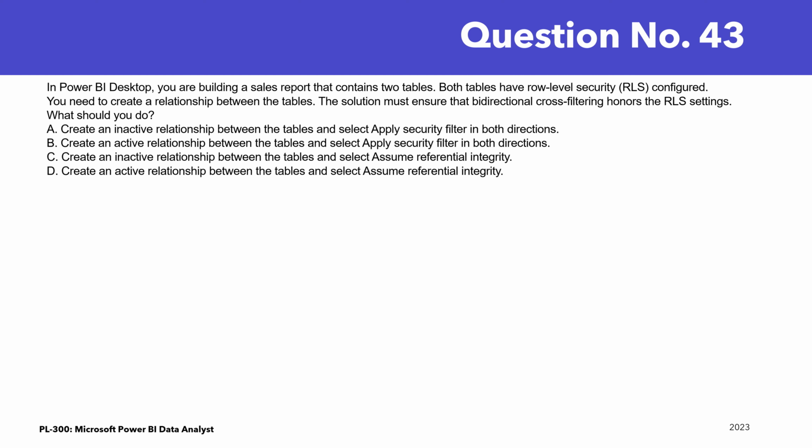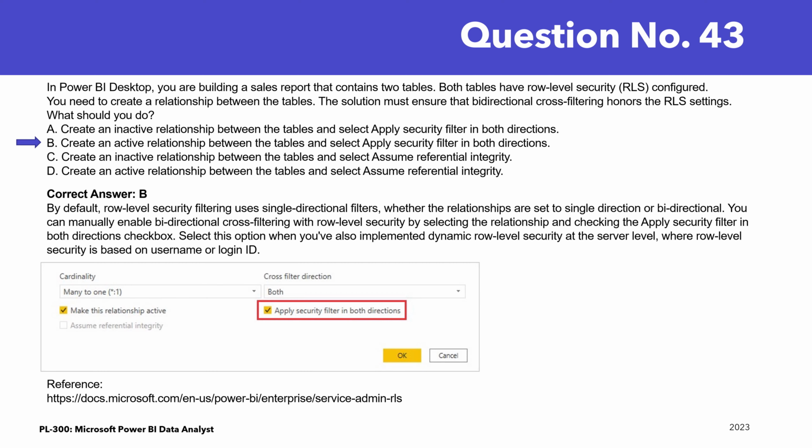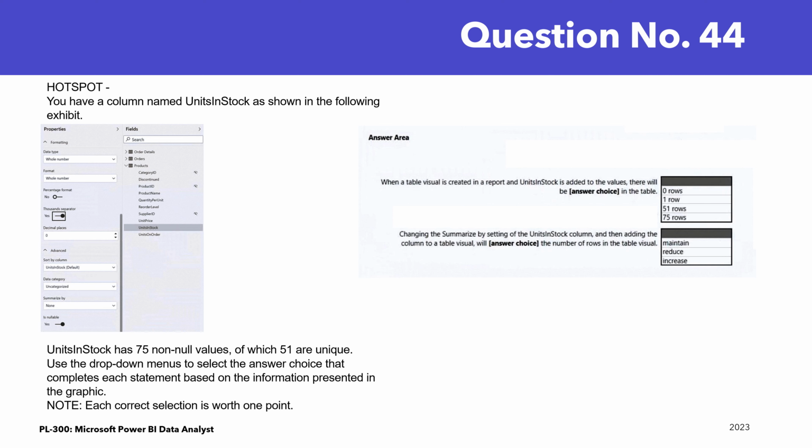C. Create an inactive relationship between the tables and select Assume Referential Integrity. D. Create an active relationship between the tables and select Assume Referential Integrity. Correct answer, B. You have a column named Units in Stock as shown in the following exhibit.